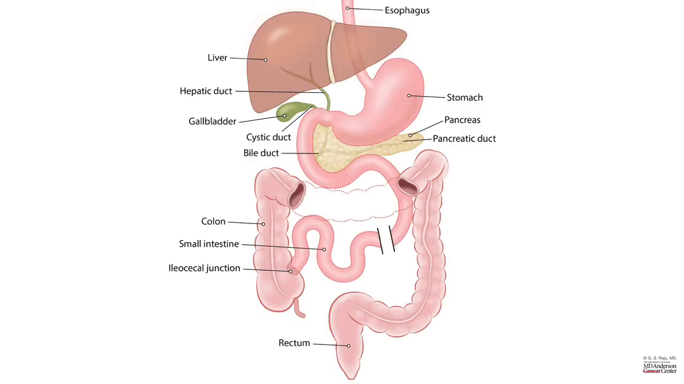So what does it involve? When you perform an EGD, the endoscope goes from the mouth through the pharynx, enters the esophagus, down the stomach, and the C loop of the duodenum, all the way to the third portion or even to the fourth portion of the duodenum. And you can identify pathology in the pharynx, esophagus, stomach, as well as duodenum.